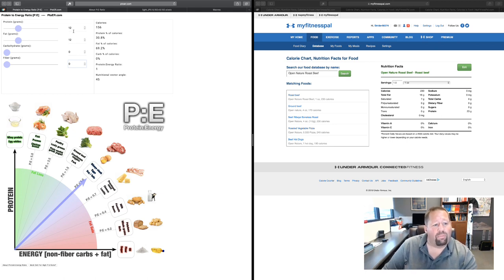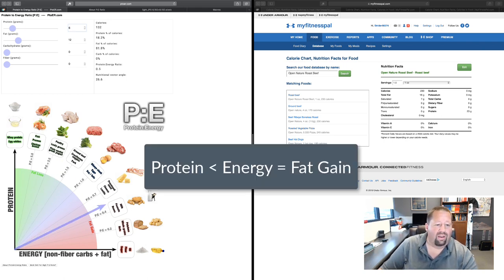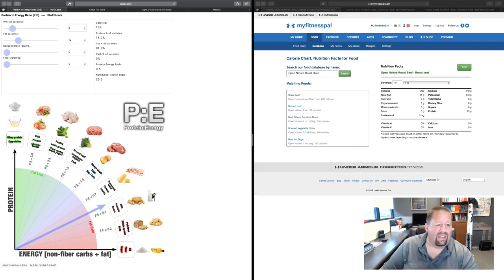As you dial up the protein, so let's add 24, now we're at a 2-to-1. You can see this over here, protein to energy ratio. So the further up the arrow is pointing, the more into fat loss you are, and the further down the arrow is pointing, you're into fat gain. Make sense?